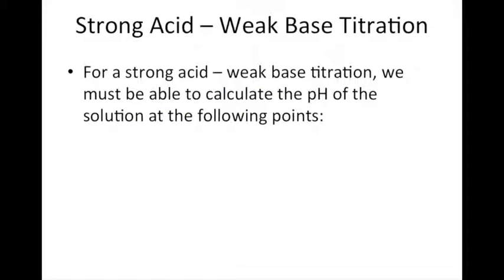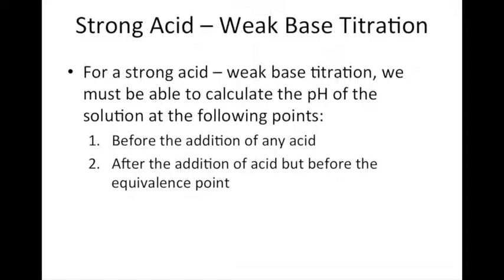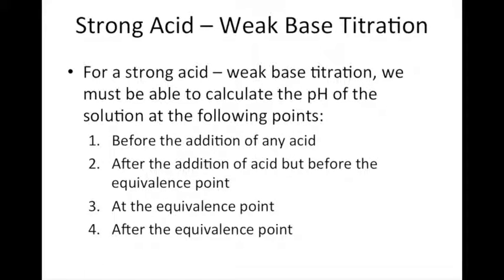So for a strong acid weak base titration, we need to be able to calculate the pH of the solution at the following points. We need to be able to calculate the pH before the addition of any acid, so when we just have the base, after the addition of acid but before the equivalence point, at the equivalence point, and after the equivalence point. Each of these points in the titration requires a different strategy for calculating the pH. So we're going to have a different video for each of these points in our titration.